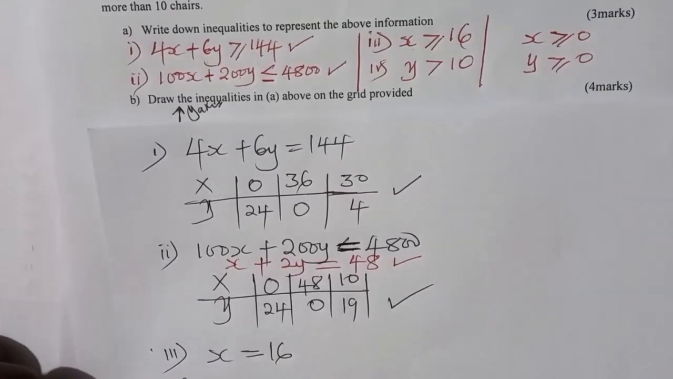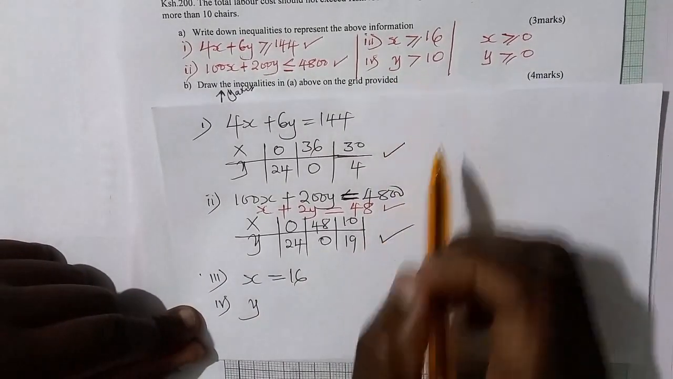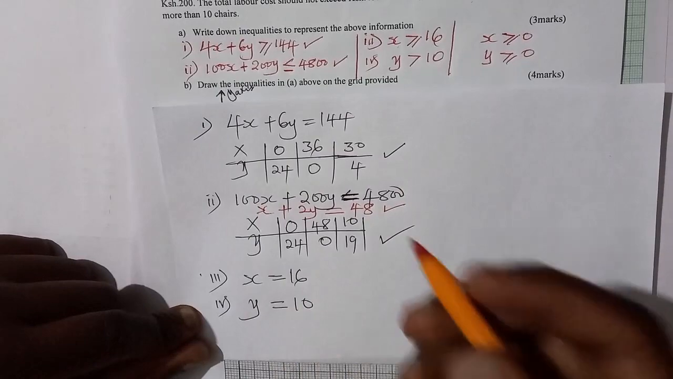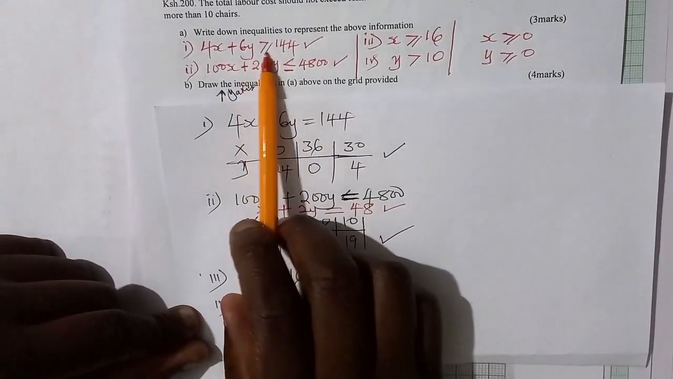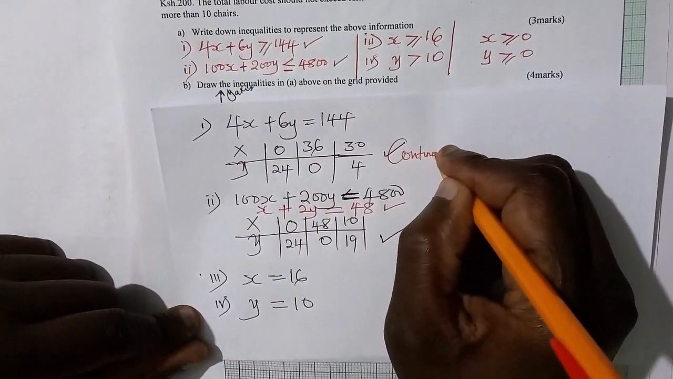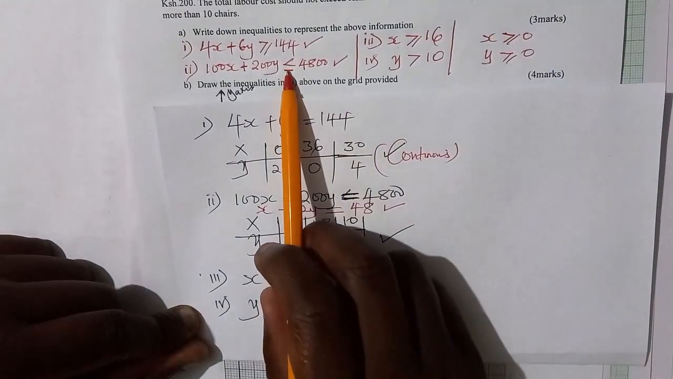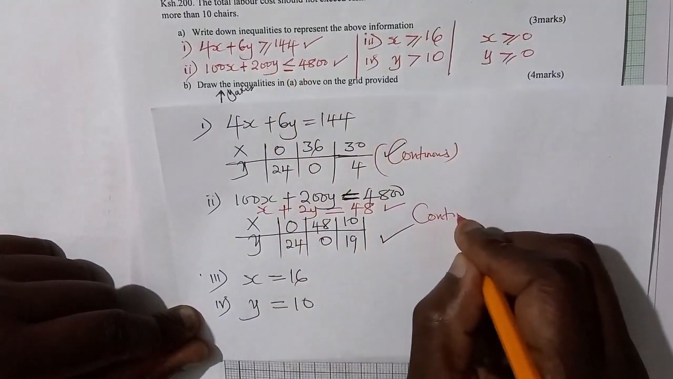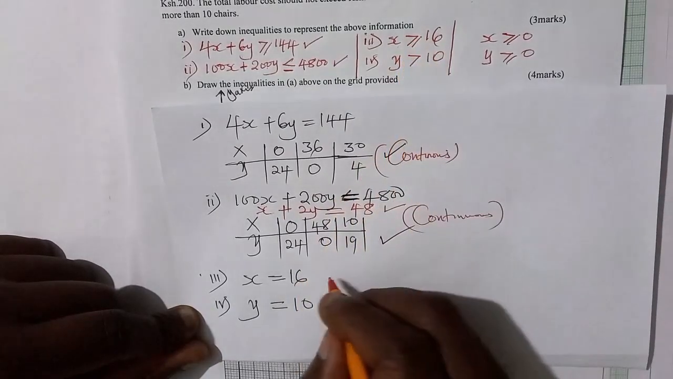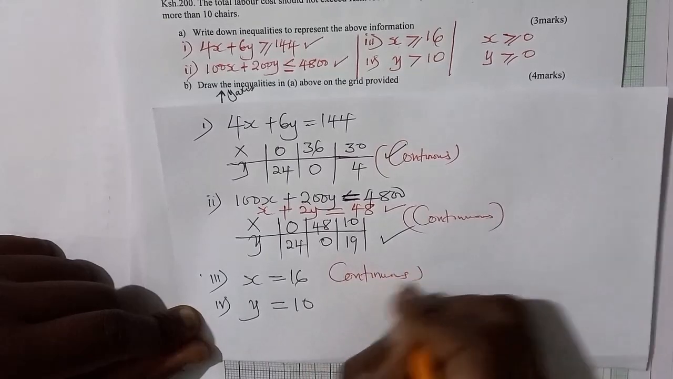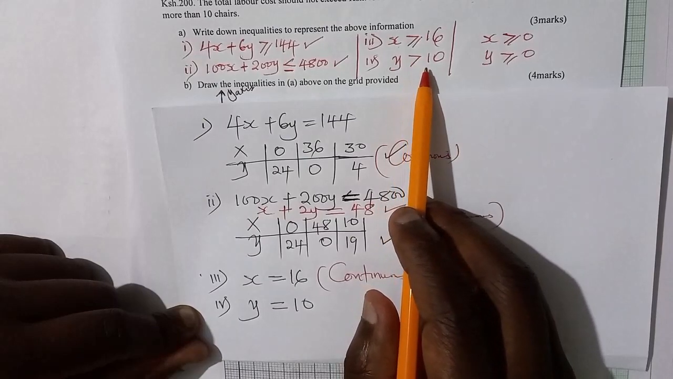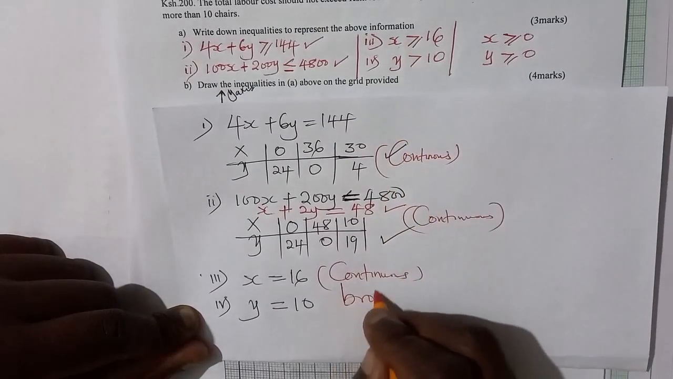Then the fourth one, y is greater than 10. We shall draw y is equal to 10. For these lines, it is important to note that the first one, greater than or equal to, will be a continuous line. Also this one, less than or equal to, will be a continuous line. Then this one is greater than or equal to still, so it will be a continuous line. But this one will be broken. Greater than means that points on that line will not satisfy this inequality. So this one will be a broken line.